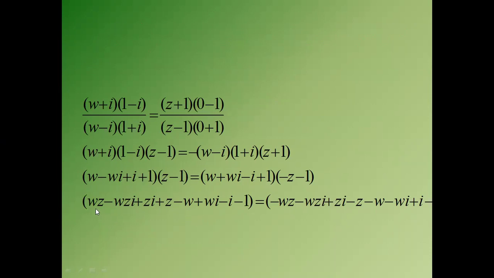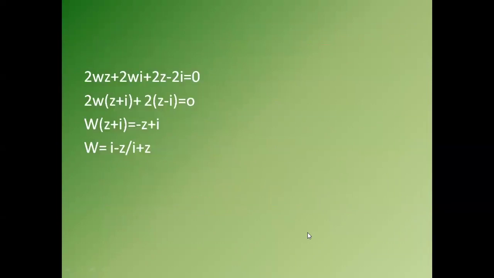So we get Wz minus Wzi plus Zi plus Z minus W plus Wi minus i minus 1, which is equal to minus Wz minus Wzi plus Zi minus Z minus W minus Wi plus i. Next, merging these values, after cancelling and merging we get 2Wz plus 2Wi plus 2Z minus 2i, which is equal to 0.